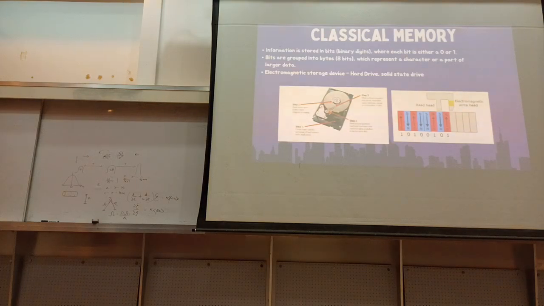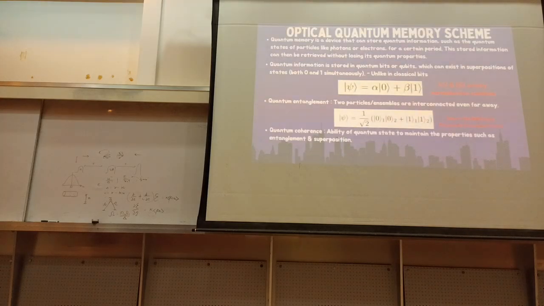Of course, the write head is made up of the changing electromagnetic field, which can write the bit in the form of 0 and 1, depending on the direction of the North Pole. And then for the optical quantum memory scheme, it stores the quantum information in terms of qubit, quantum bit.